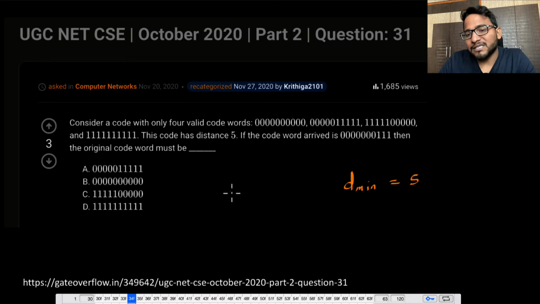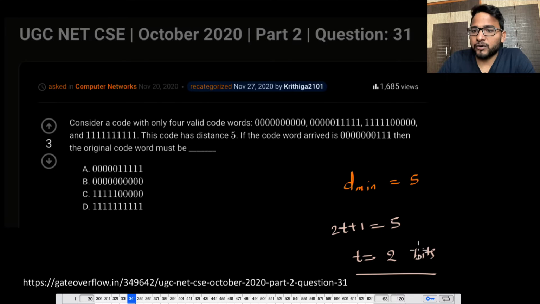Why? Because they are asking what should be the valid code word corresponding to this invalid code word. First tell me, if this is your minimum Hamming distance, then up to what limit can you correct the invalid code words? If this is your minimum Hamming distance, then 2t plus 1 is equal to 5. Then you can correct up to 2 bits of error, right? So up to 2 bits of error you can correct.